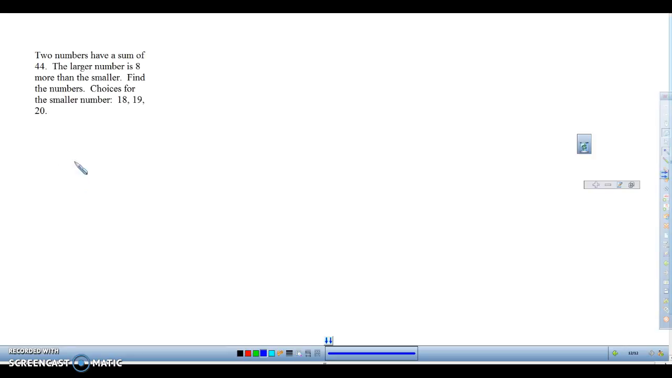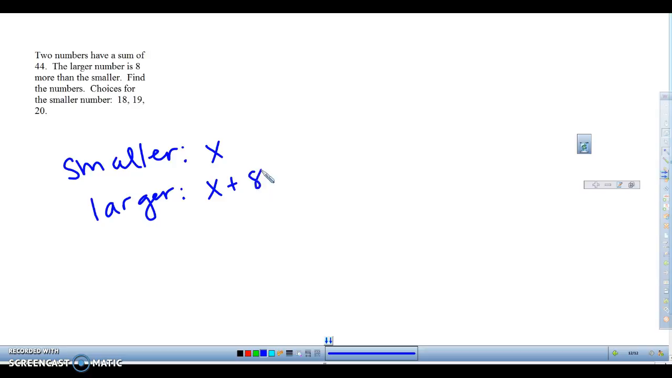Okay, so I have two numbers. I have one that is smaller and one that is larger. I know that they sum together to be 44 and that the larger number is 8 more than the smaller. So I'll have the smaller be x, and then I know that larger is x plus 8. If I add those together, x plus 8 plus x, well, I wrote that backwards, but that's okay, is supposed to equal 44. If I try my answer choices for the smaller number, I'll try 18.